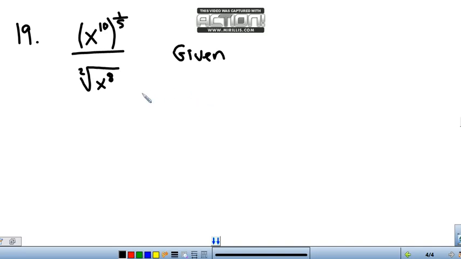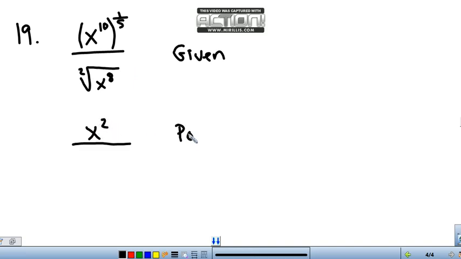All right, since I'm dealing with a numerator and a denominator, I'm going to be doing 2 steps at once. For the numerator, I want to multiply because that's power of power. And for my denominator, I'm going to rewrite it as a rational exponent. So power of power, that's going to be 10 times 1/5. The 10 and the 5 will cross cancel and be a 2.